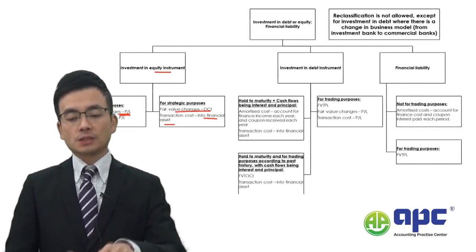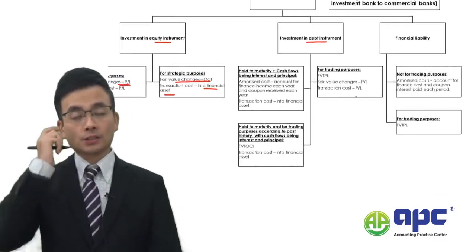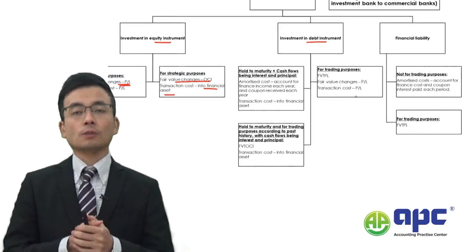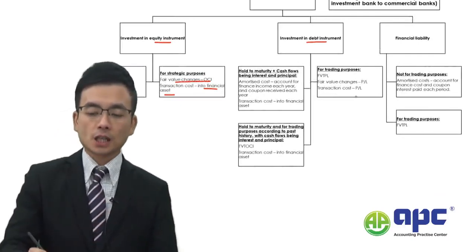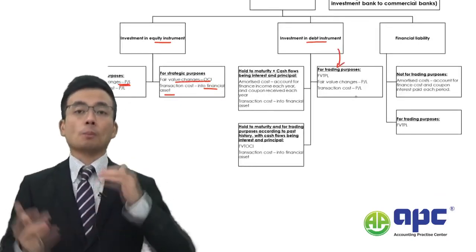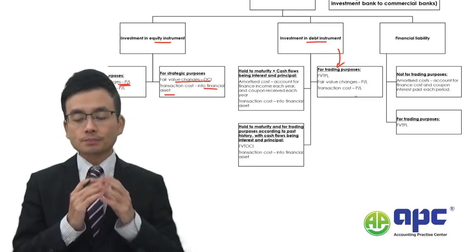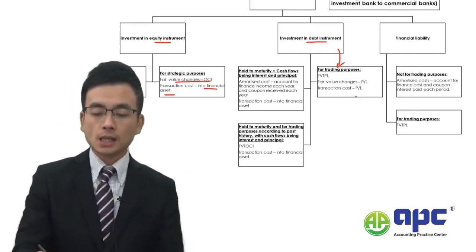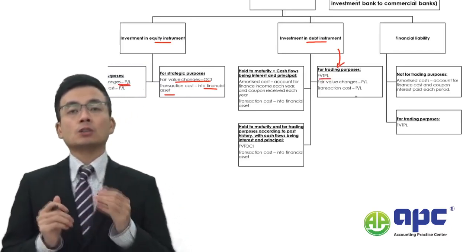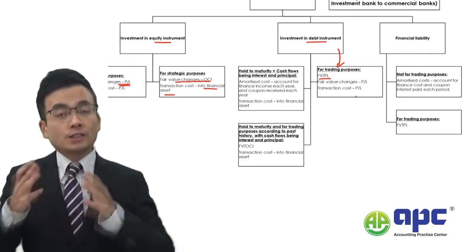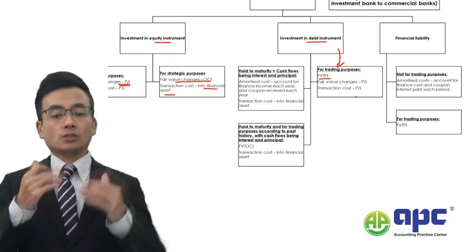How about for the investment in debt? So we're buying others' debt, which means we are lending money to others. It really depends. If you're buying debt for short-term trading purposes, you buy at a low price, expecting to resell it at a higher price. If this is the case, then again, fair value through P&L. So in other words, fair value changes go directly into the P&L. Associated transaction costs, again, into the P&L.